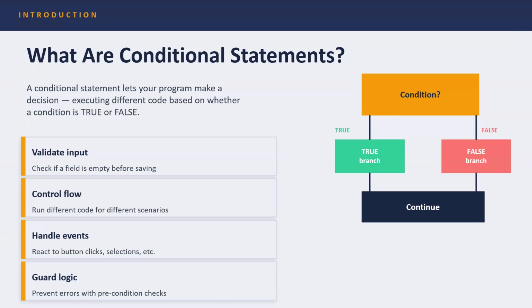We all have conditions we have to meet. We have conditions and things we have to satisfy. So a conditional statement allows you to make decisions, executing different code based on whether it is true or false.